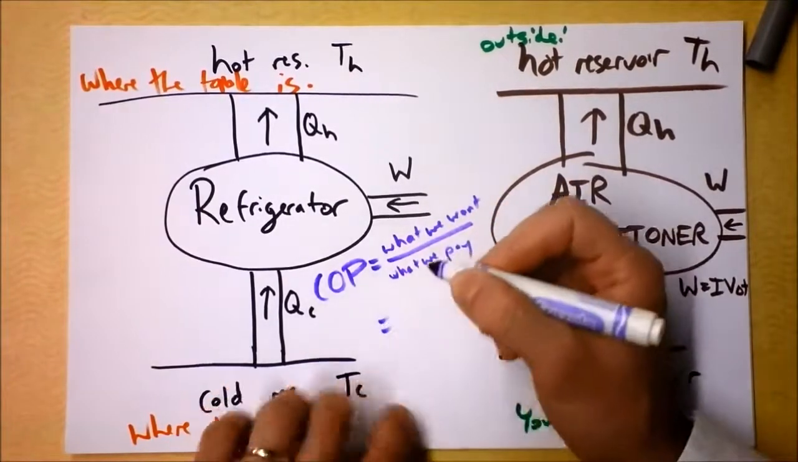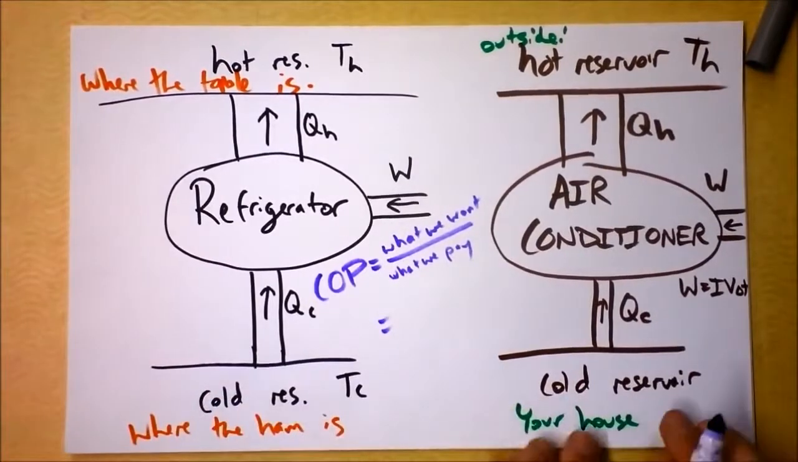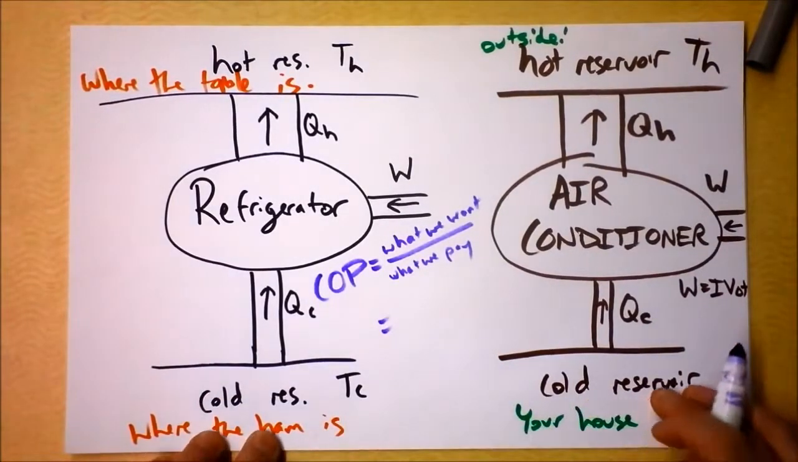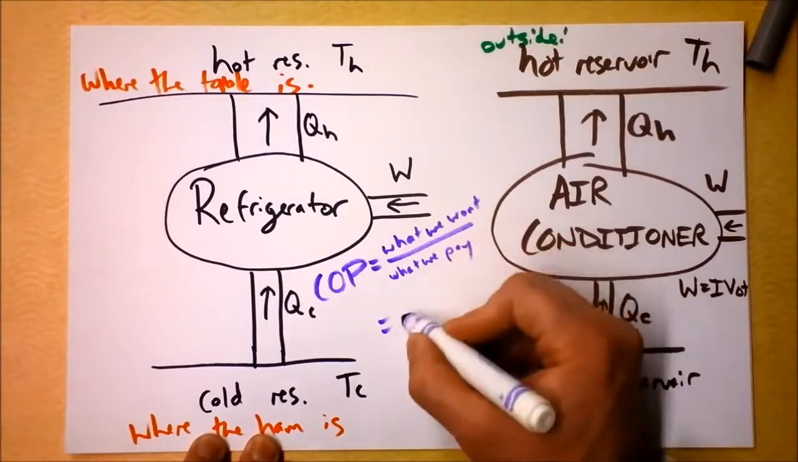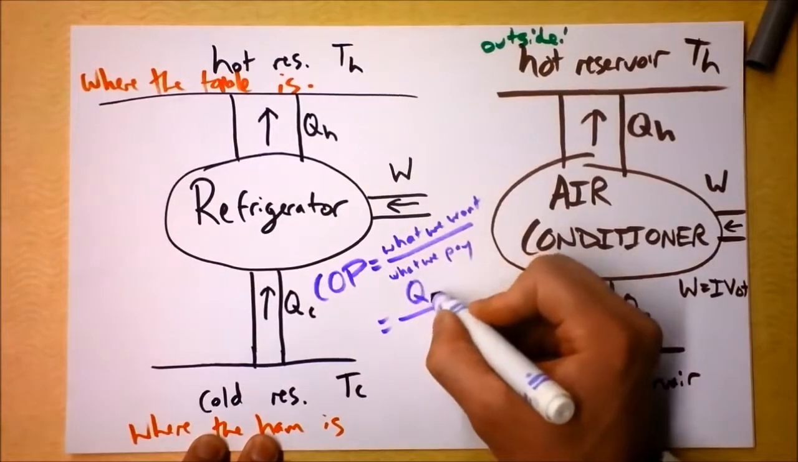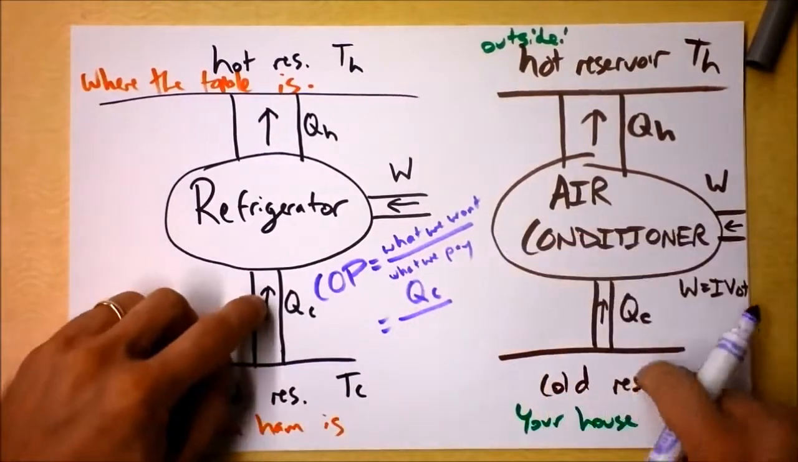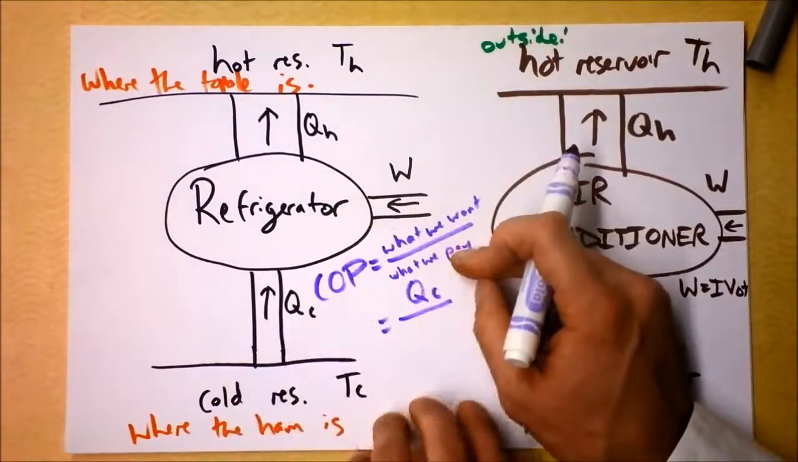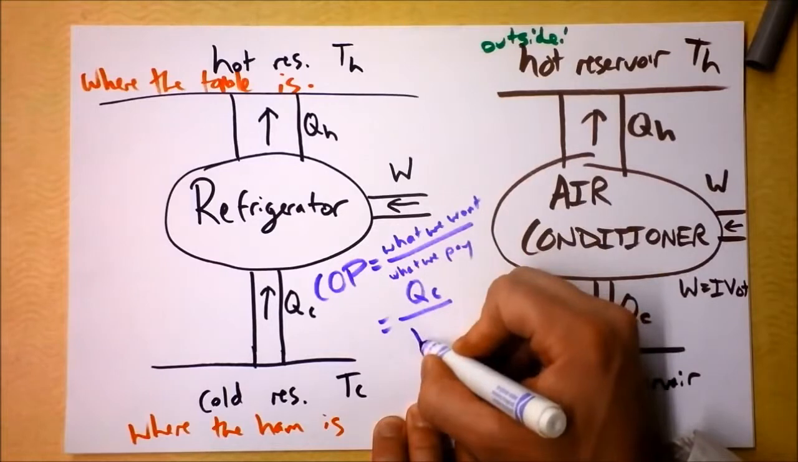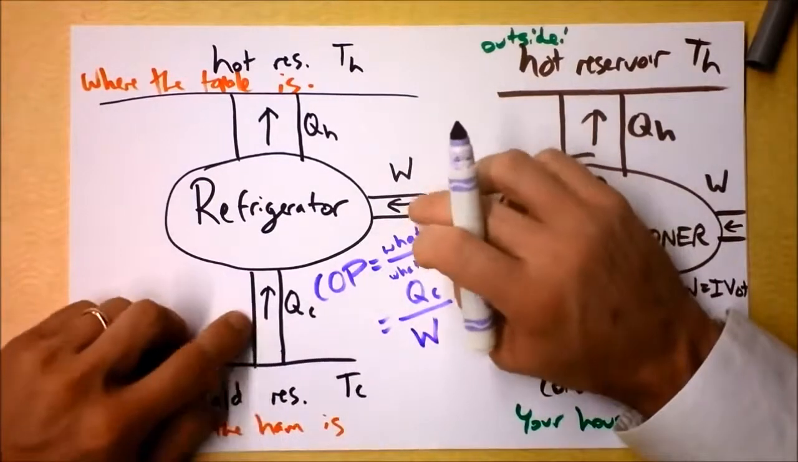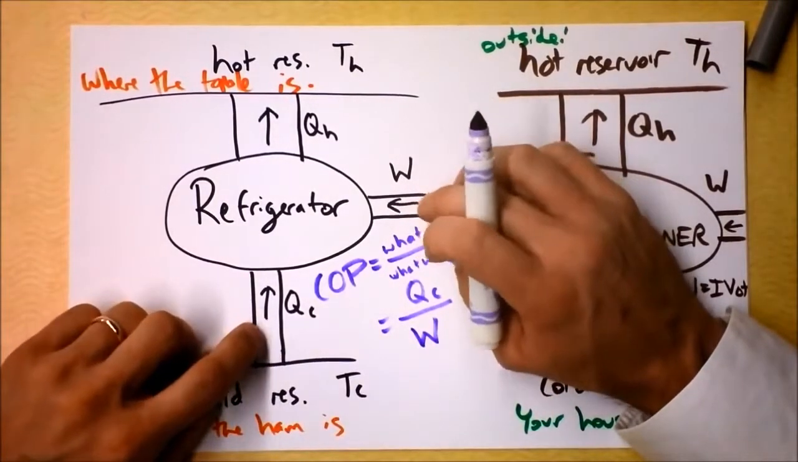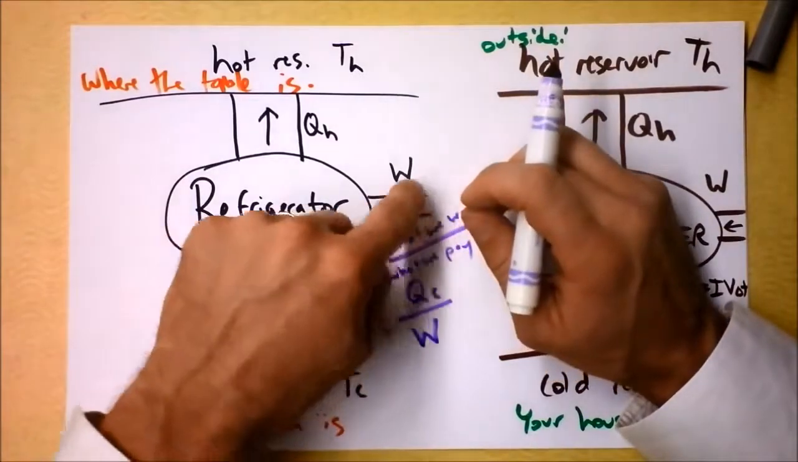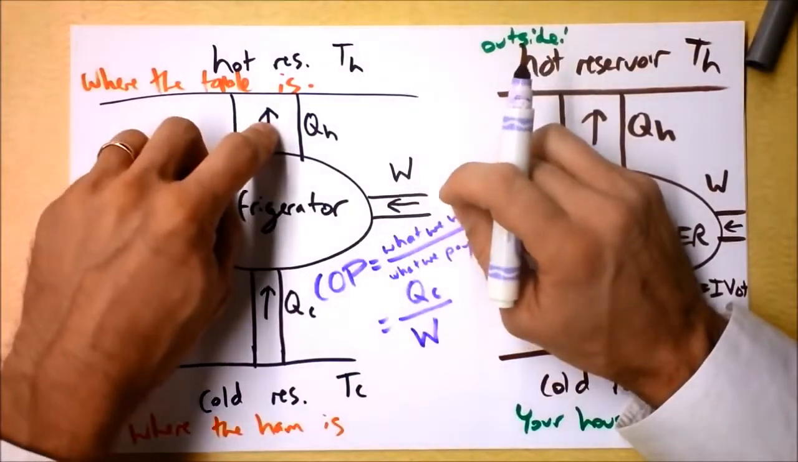And if I say what we want here, what is our actual goal? We're trying to cool our house, or we're trying to cool where we store the ham. And so what we want is actually the heat to leave the cold reservoir. And then what we pay is the work that we put in. Now notice the size of these two things. I didn't really draw them very carefully, but you know that QC plus W is equal to QH.